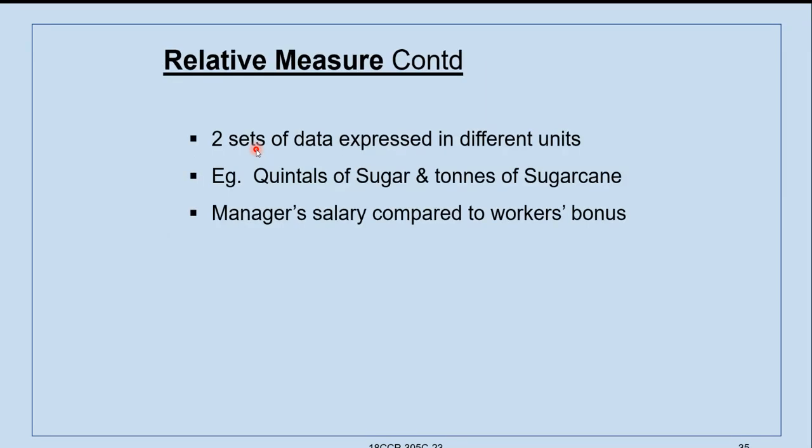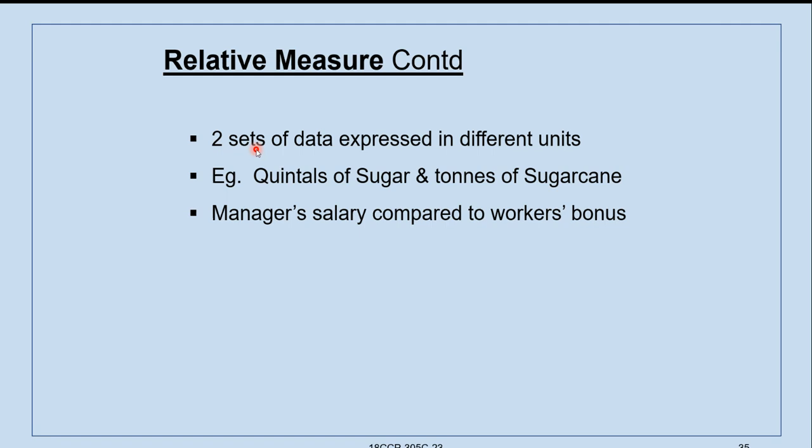This type of measure is more useful because every time we cannot find the same units, then we can use relative measure. Two sets of data expressed in different units. I said relative means two sets of data should be there. We can compare. If only one is there, we cannot compare anything. If two or more data are there, then we can compare. If only one student is there, we cannot compare him with anybody. If 5 or 10 students are there, we can compare each student's performance or something else.